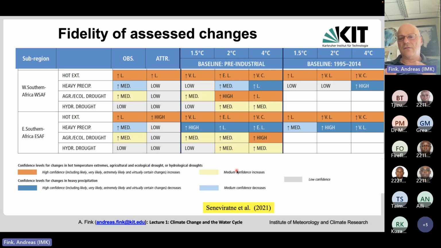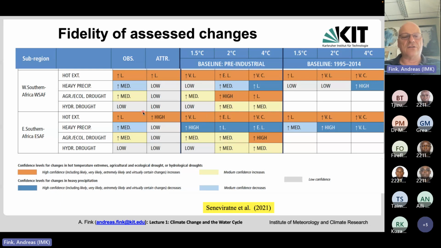Now there is a table here, and that's, by the way, Chapter 11, led by Sonja Seneviratne. That is the fidelity of the assessed changes for your region, the western part, the eastern part. I'm not talking about hot extremes because we are dealing with the water cycle, but you see here in observations, in the attribution that we do recently, that is here the warming levels, that the baseline is pre-industrial, before 1850. The baseline is now that we have a likely and very high confidence that it gets warmer.